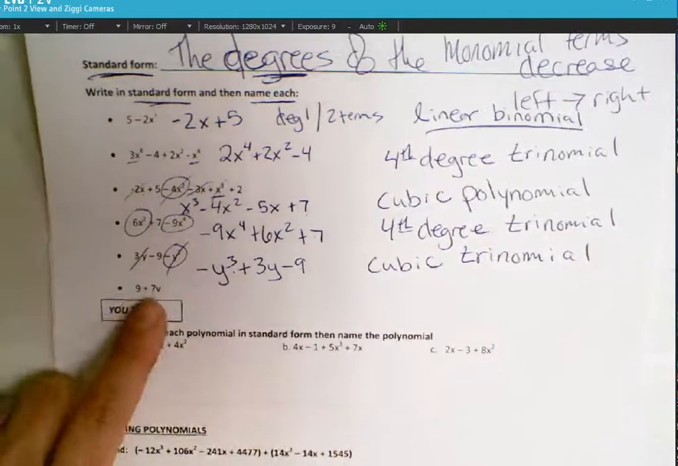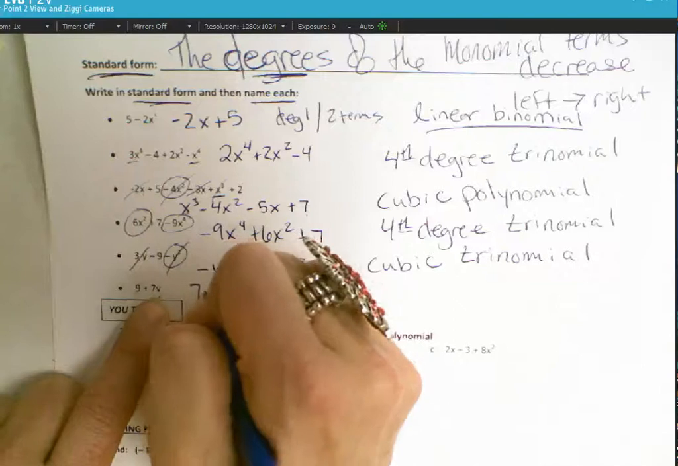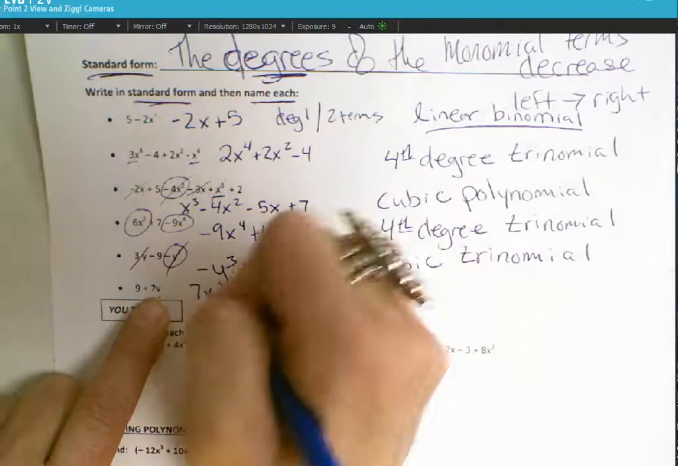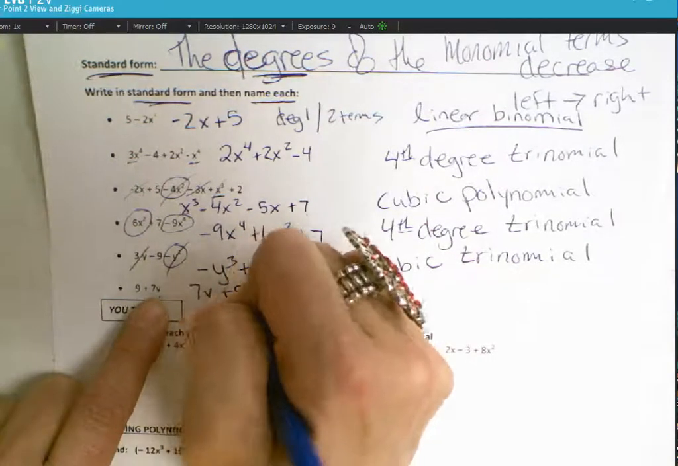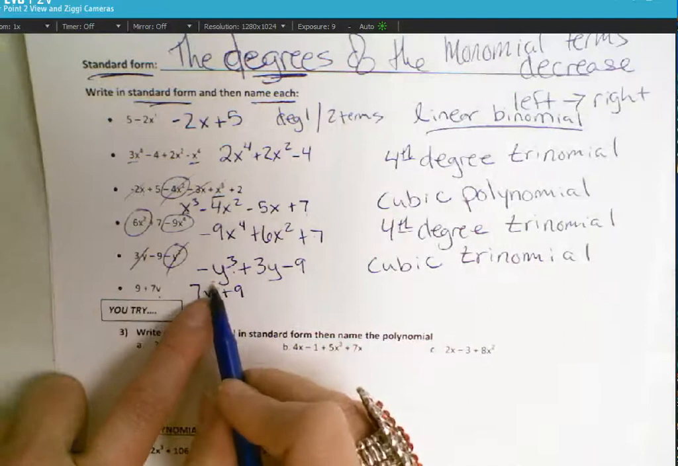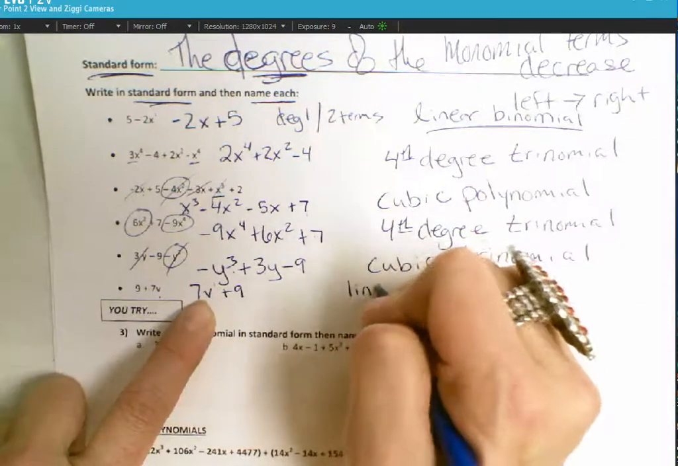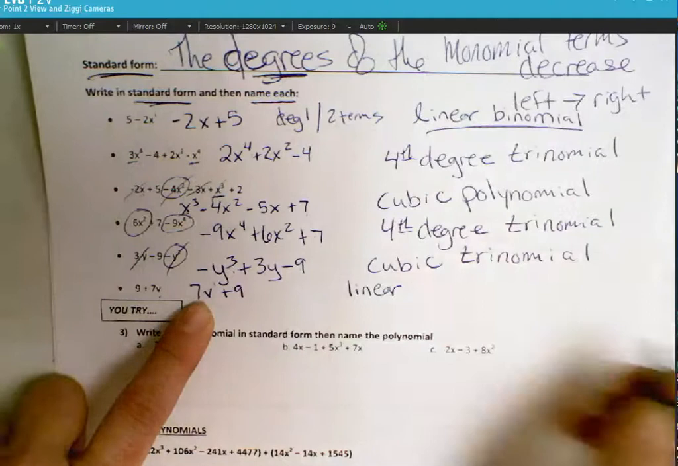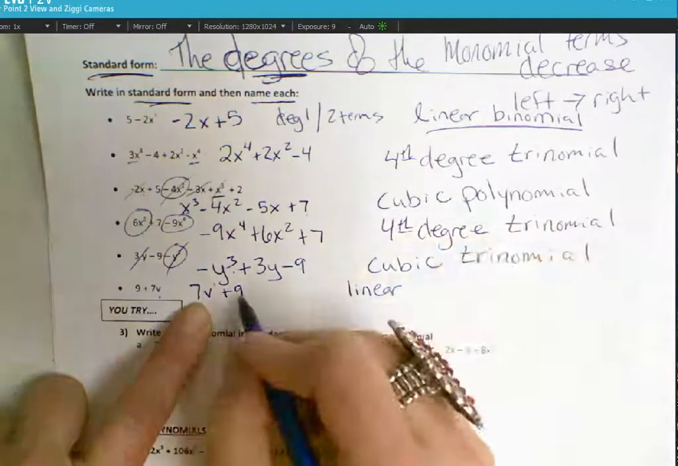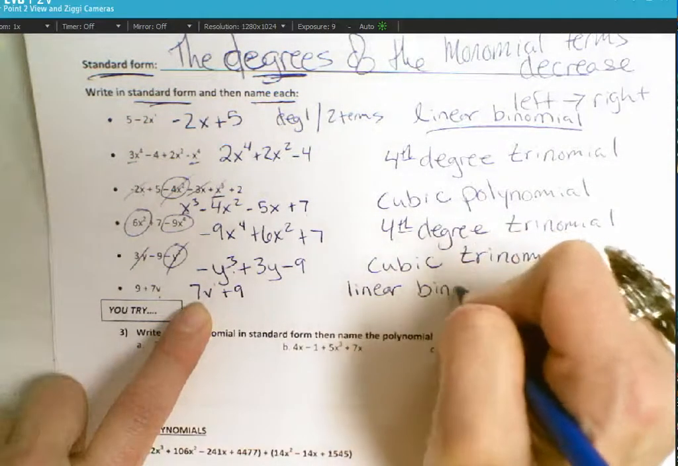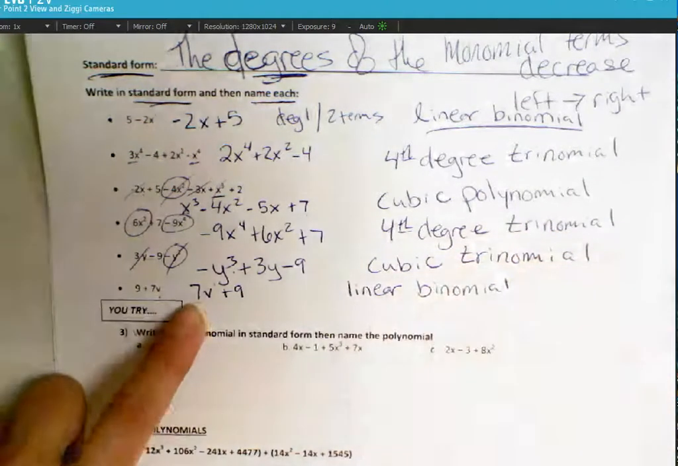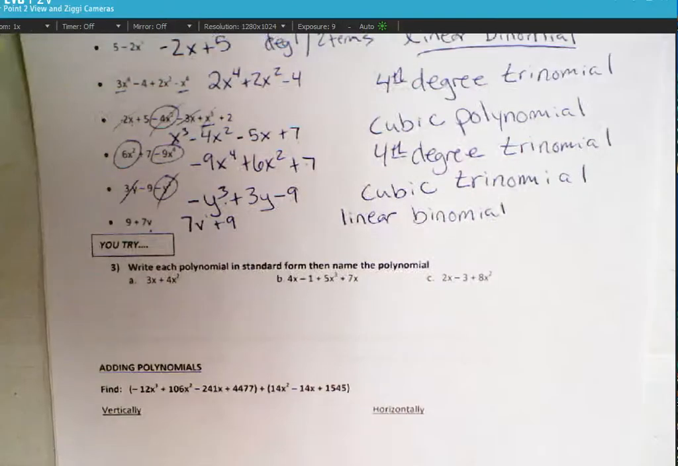And last one. It is 7v is the only variable I have, plus 9. My variable has a 1 hiding up here, so it's linear. Anything to the first power is a line or linear. 1, 2 terms, binomial. Alright, you should pause the video, try those next 3, come back and check your answers.